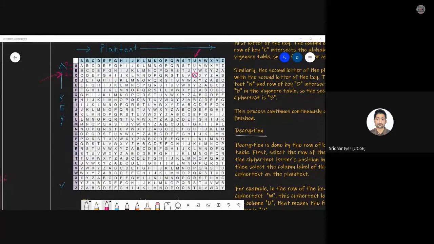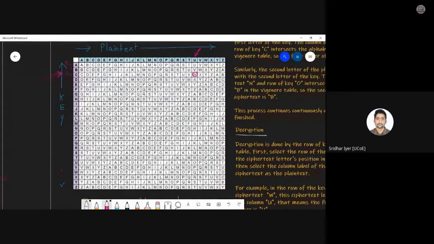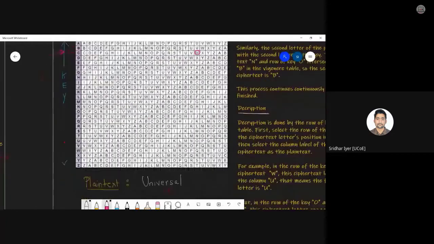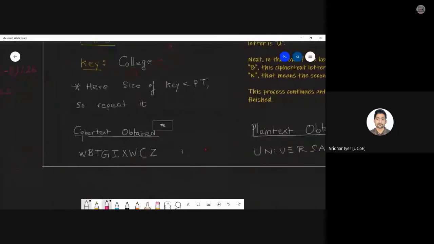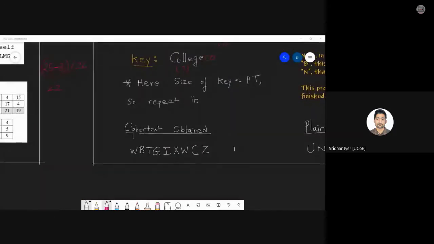Okay, hurry up. So what should be the next character? Next ciphertext? Yes, B, correct. Because it will be an intersection of N and O. It is B. Okay, I'm getting answers. So let's see the complete answer over here. Kindly verify your answers. This is what I got. WBTGIXWCZ. Correct. This is the correct answer.